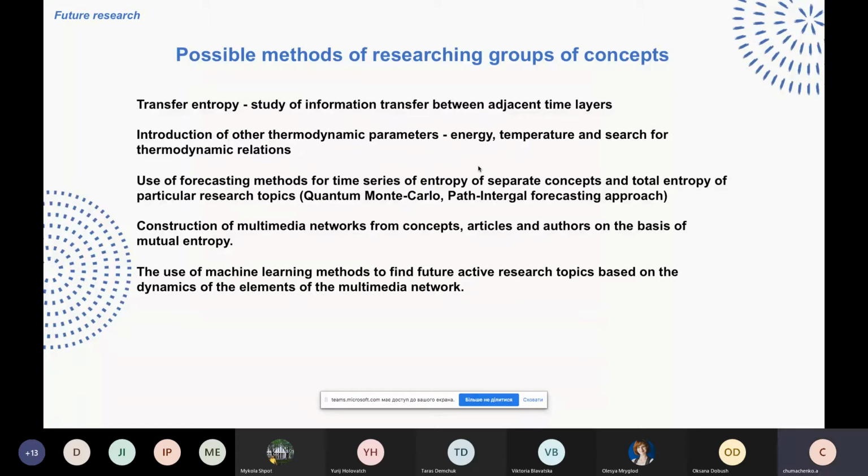We are also planning to use forecasting methods to say what will be the future values of entropy time series. Using some quantum Monte Carlo or path integral forecasting approach, there are interesting methods to do that.